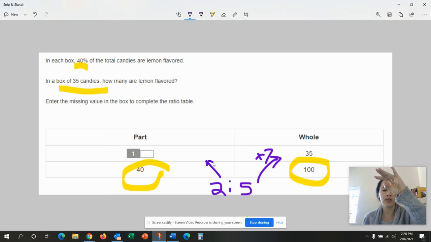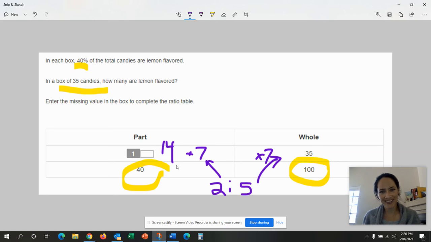So I have to do the same thing up here. I think we did this one in class, yeah. Times 7, which means 14. Or again, you can change 40% to 4 tenths, 0.4, times 35, 14.